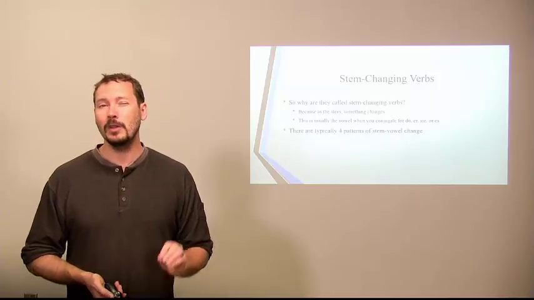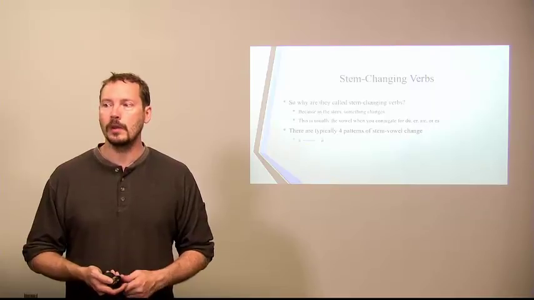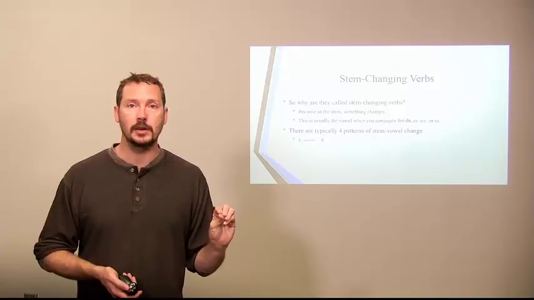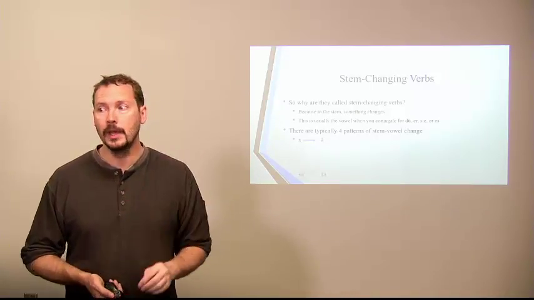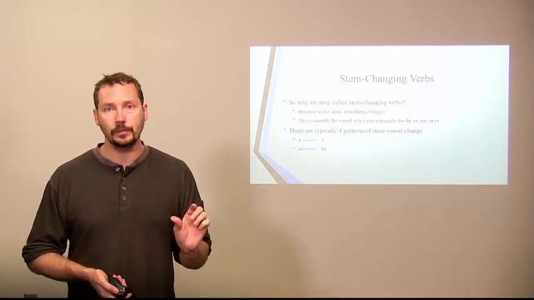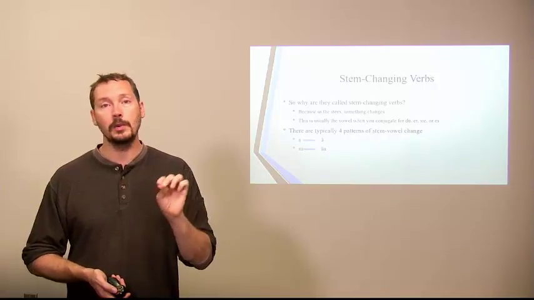Now there are typically four different patterns that you see for these stem-changing verbs. One of them is an a in the stem. When you conjugate it to du, er, sie, or es, it will become ä, the a with the umlaut. The second form that you typically see is the au. So if you've got that vowel combination in your stem, they'll switch it over to an a with an umlaut, u, or äu.